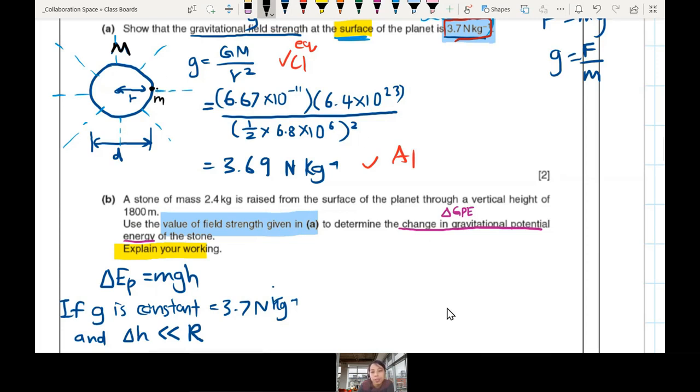Pretty much like what you all do in AS. Here got a ball, the ball thrown up reaches a certain height. Here got change in height, so mgh. That's only for very small distances. But if you travel away from the planet, then cannot use mgh anymore, because then your g field strength is not constant, not 3.7 anymore. So now we can say yes, can.